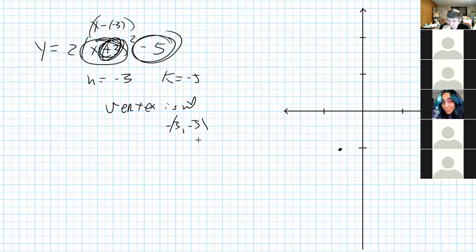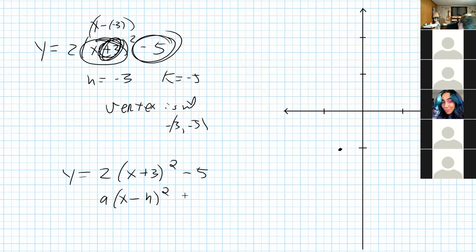If k is negative, then h has to be negative? No. k and h are totally independent of each other. If I've got a times x minus h squared plus k, k is -5, but h isn't 3 because this is x minus h. How could you write x plus 3 as x minus? It'd be x minus -3.